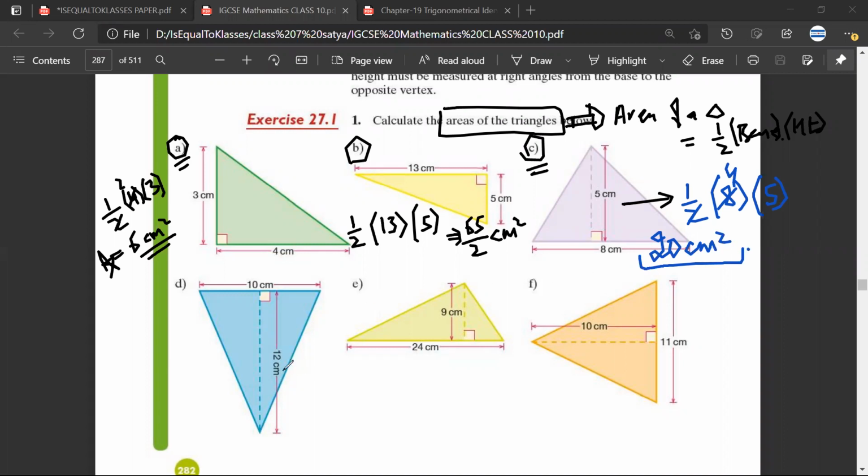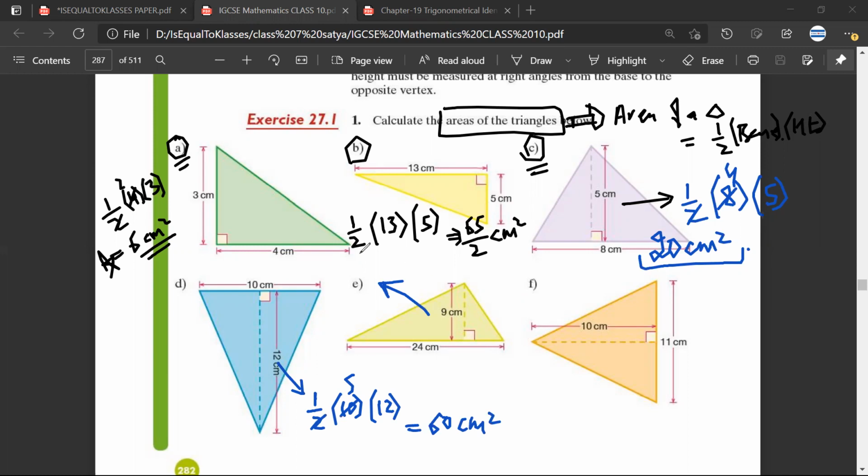Okay. Mr. Sarthak, D part. So it will become 1 upon 2 into 10 into 12. So I can cut 2 and 12. So it will become 6. So its answer will be 60 centimeters square. Mr. Sarthak, E part.